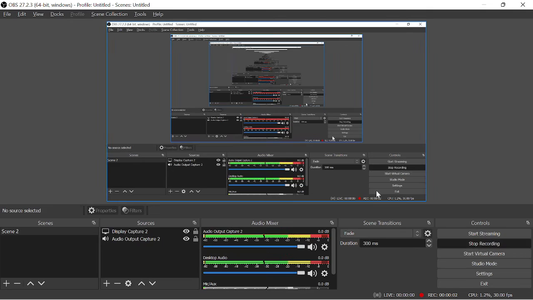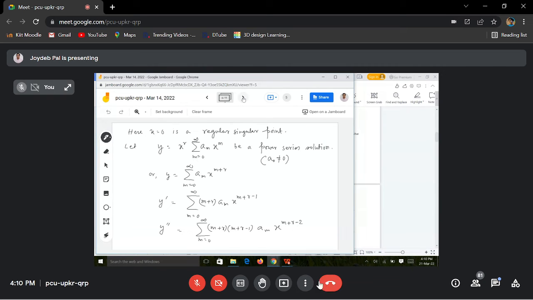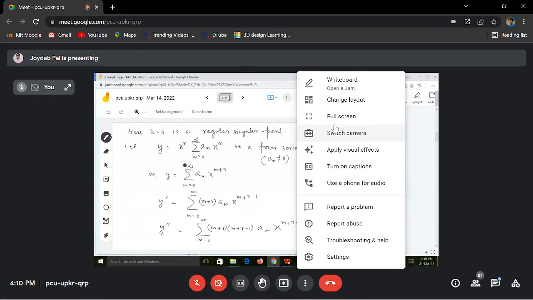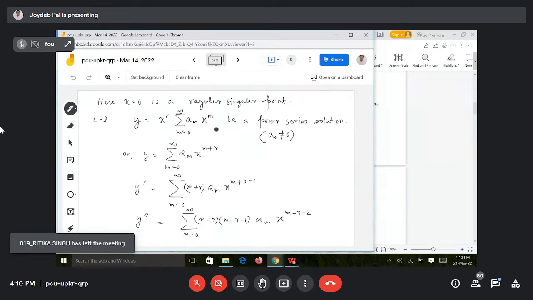State that x equal to 0 is a regular singular point, so we apply the Frobenius method. Since x equal to 0 is a regular singular point, a power series solution exists in the form x to the power r summation m 0 to infinity a m x to the power m, where a naught not equal to 0. After simplification it will be summation m 0 to infinity a m x to the power m plus r.